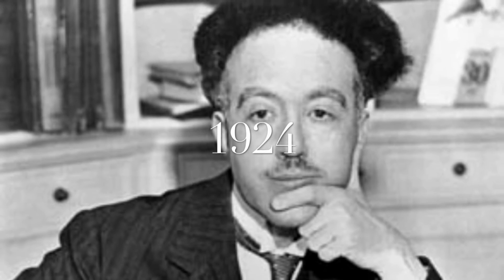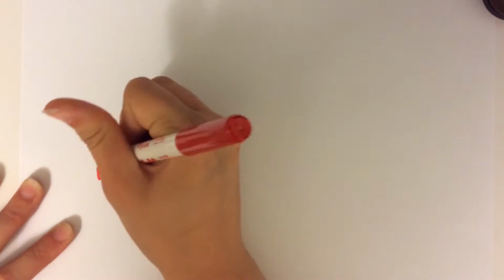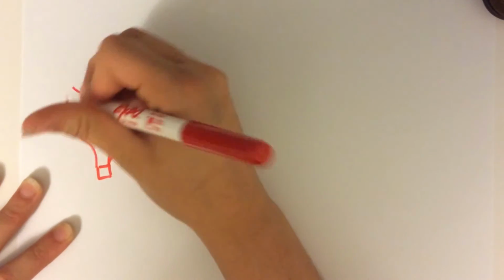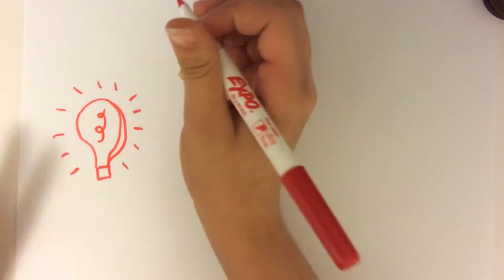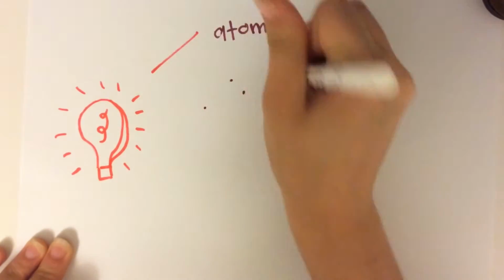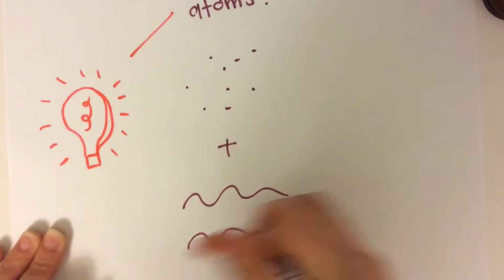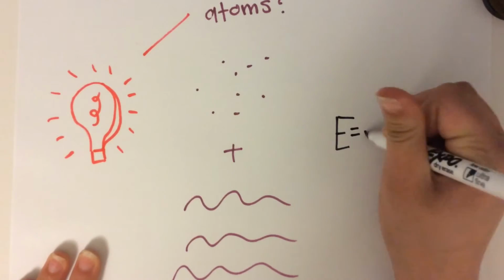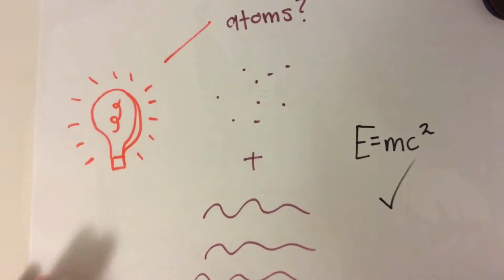In 1924, a Frenchman named Louis de Broglie thought about particles of matter. He thought that if light can exist as both particles and waves, why couldn't atom particles also behave like waves? In a few equations derived from Einstein's famous equation, E equals mc squared, he showed what matter waves would look like if they existed at all. Experiments later proved him correct.